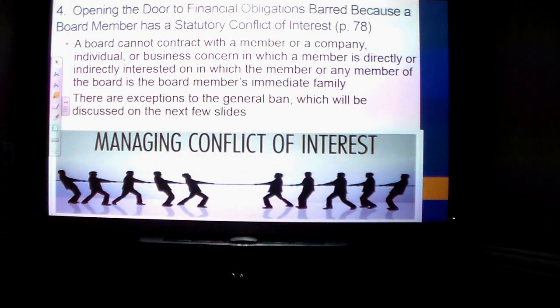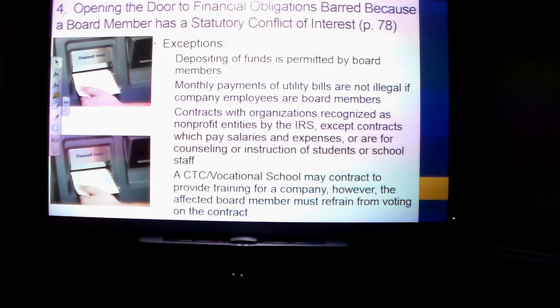This one is more legally related, but I am going to cover it and mention it a little bit here. A board cannot contract with a member or company, individual, or business concern in which a member is directly or indirectly interested, in which the member or any member of the board is the board member's immediate family. Oklahoma defines immediate family as the people that are directly living in your house. There are a few exceptions to the ban, and we'll discuss those on the next few slides.